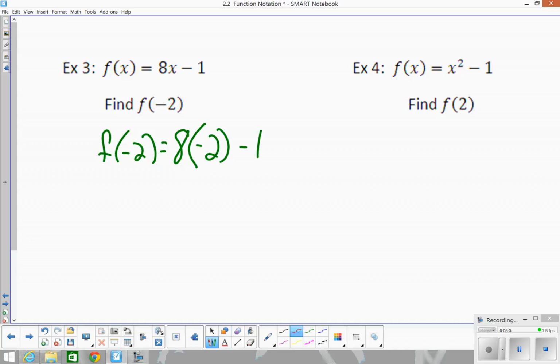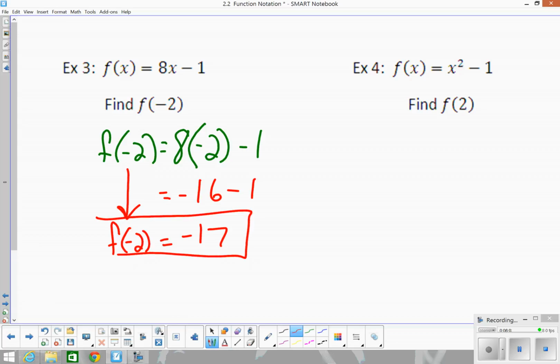Like I said, for these problems, you're just going to simplify one side. You're not going to touch the notation side, the side with the f. All you're going to do is simplify the right side. What does the operation tell me to do? Multiply. 8 times negative 2 is negative 16. Bring down what I didn't use, minus 1. Negative 16 minus 1 is negative 17. Once I simplify that right side, I bring down my notation of f of negative 2. So this is saying when x is negative 2, my output f of x is negative 17.